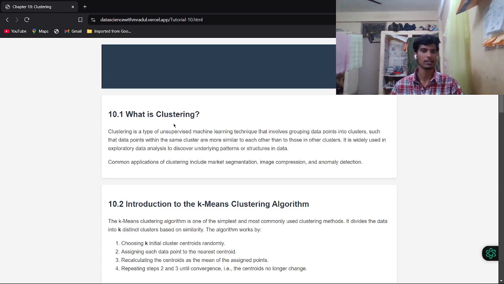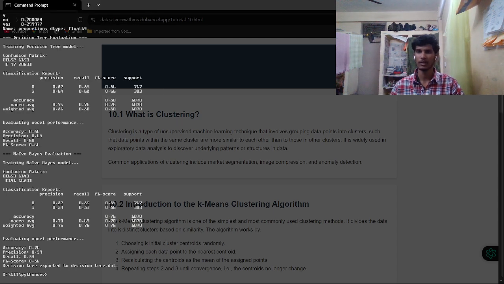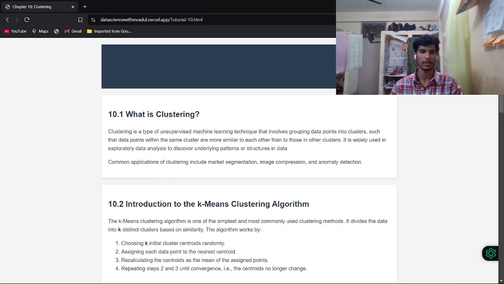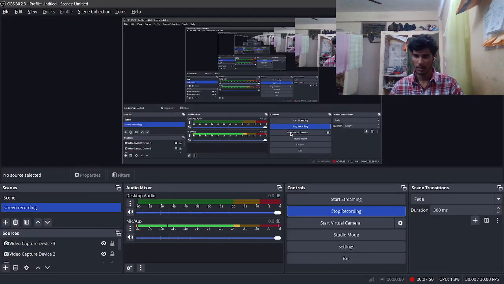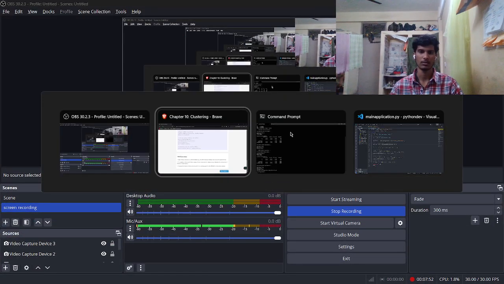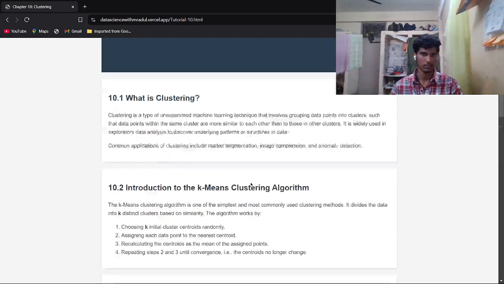I won't be showing clustering in terms of a program, as I will be teaching it more in the theory part. You can easily implement the program which I have written over here. So yeah, recording is still on. I was just checking that the recording doesn't stop.